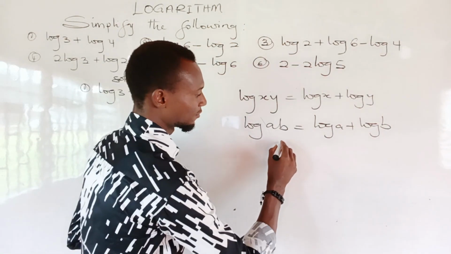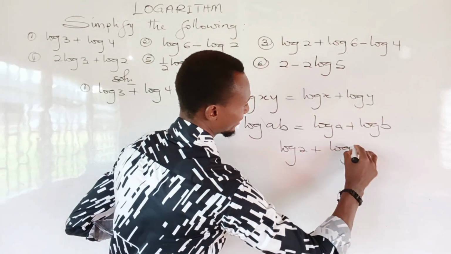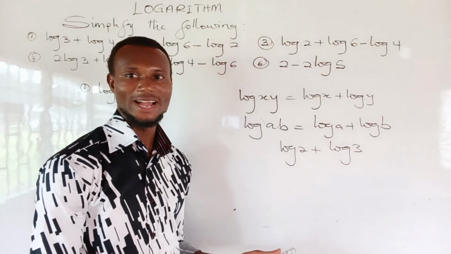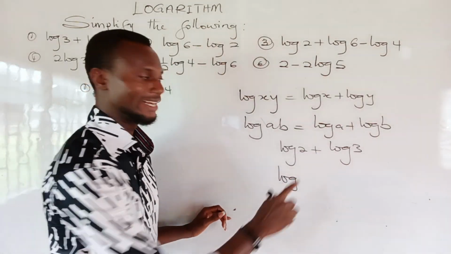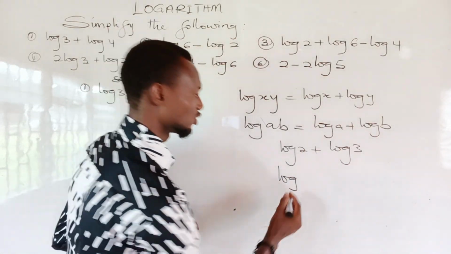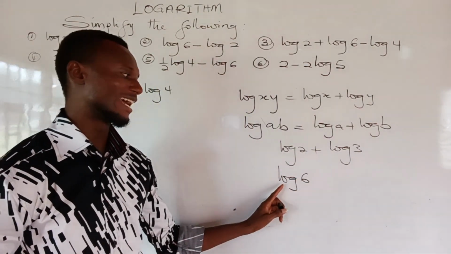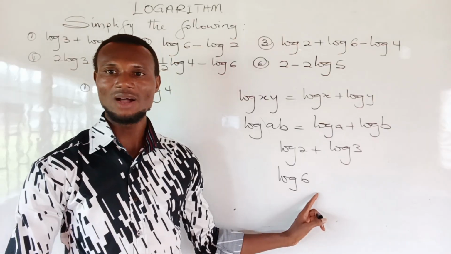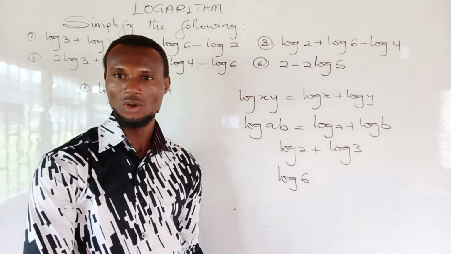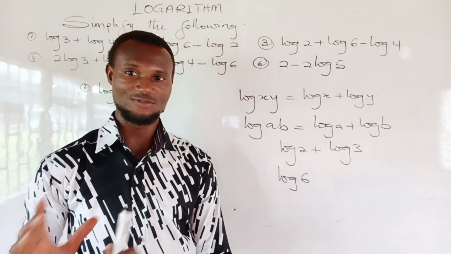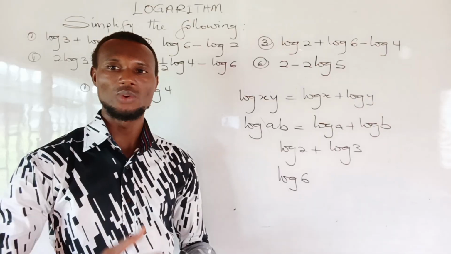So if I have log 2 plus log 3, if I'm to simplify it, all that I need to do is to take one of the logs, then I multiply the numbers. So it's going to be 2 times 3, which is 6. So my answer is log 6. Now, if you are wondering why there's no base attached to the log, I've explained in the previous videos that if there's no specified base, it means that the base is always 10.